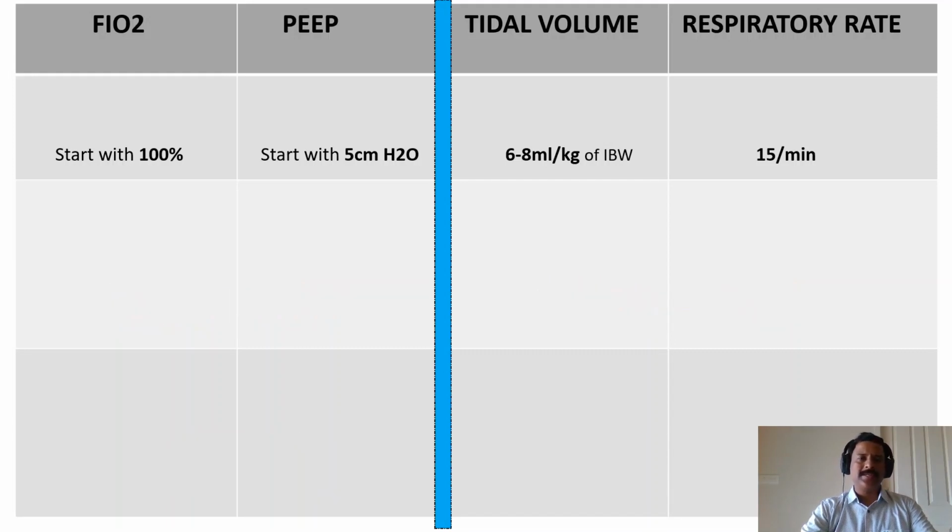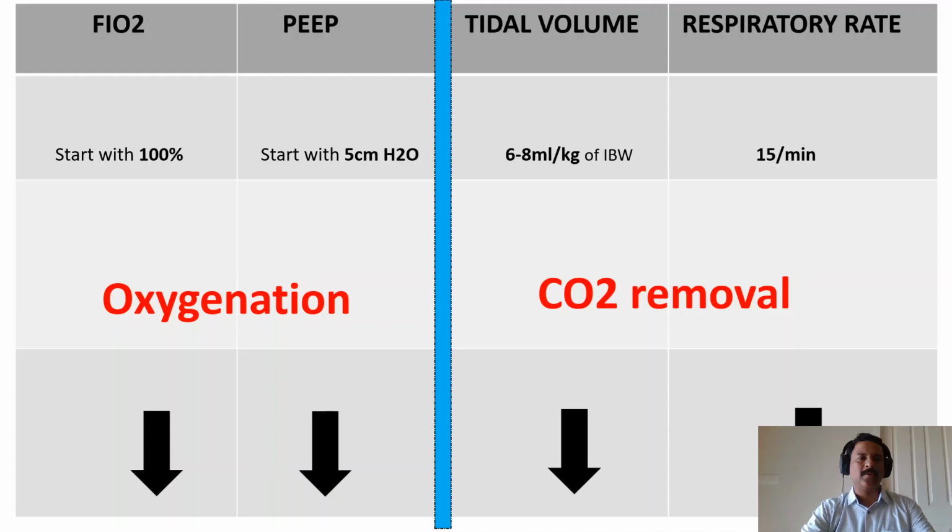If you want to decrease the oxygenation of the patient, you can come down on the FiO2 and come down on the PEEP. Again, if you want to decrease the carbon dioxide removal, you can come down on the tidal volume, the respiratory rate, or both.